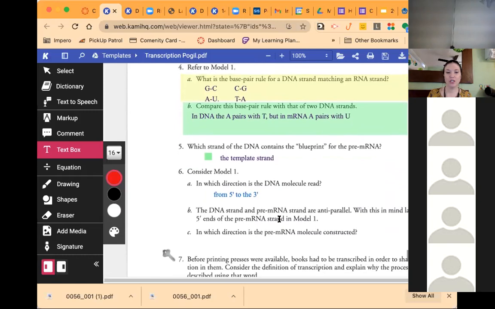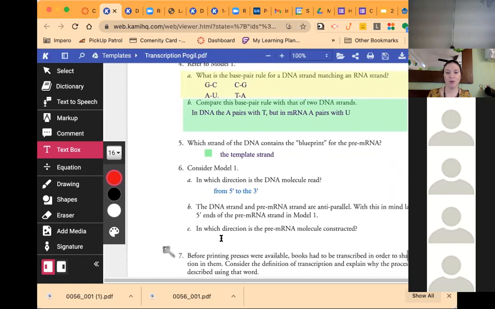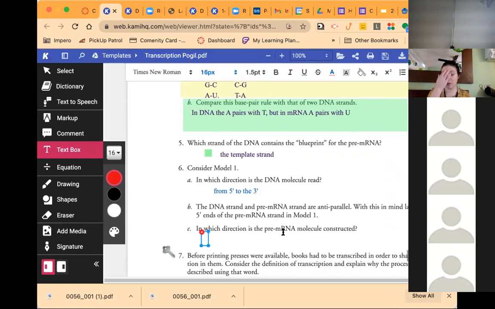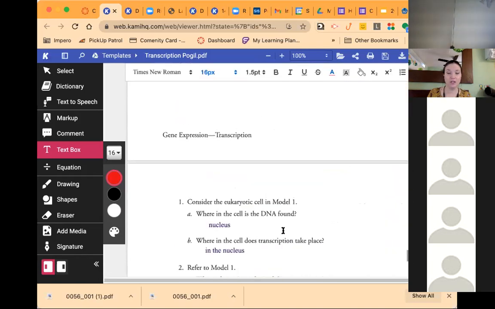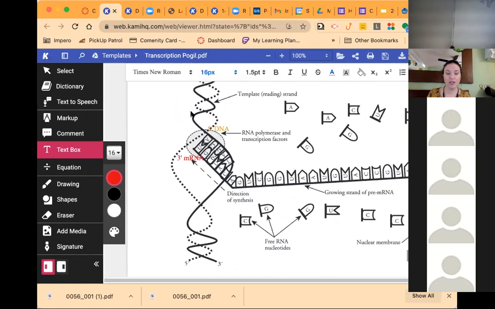In which direction is the pre-mRNA molecule constructed? This is going to be backwards because you are reading the mRNA from the 5' to the 3'. The part that you're making, which part did you make first? You made the part down here. This is the part that's already made. So if this is the 3', Jackson, what's this end? Since you're good at this. The 5'. Yep.